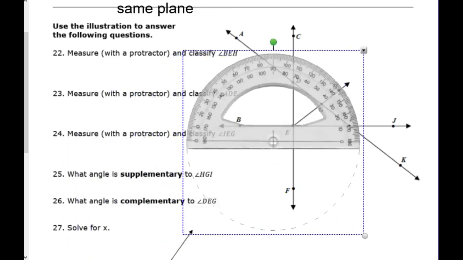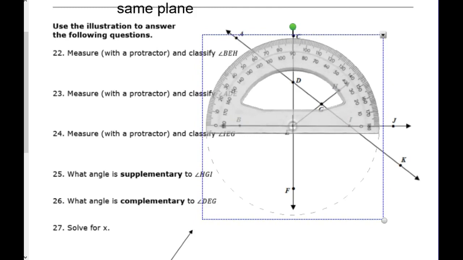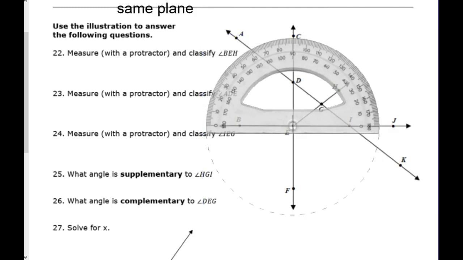So I want to line up right where the E is. So BEH, now I can tell, looking at where EH is going, okay, it's going right around there. And BEH is an obtuse angle. So I'm not going to use the inside numbers. I'm going to use the outside numbers, which is between 140 and 150, right?